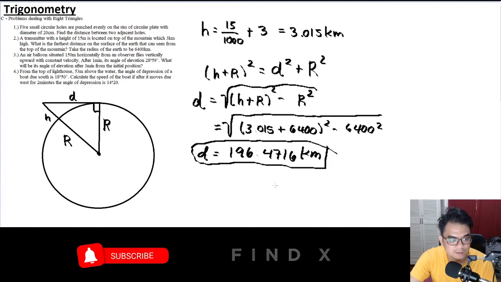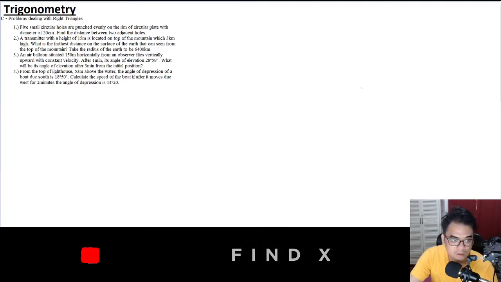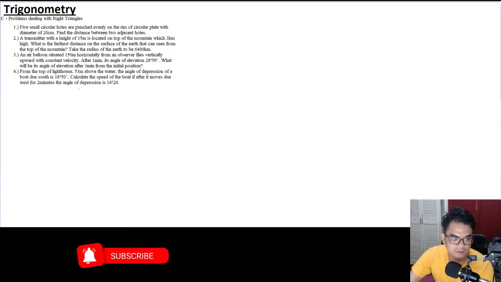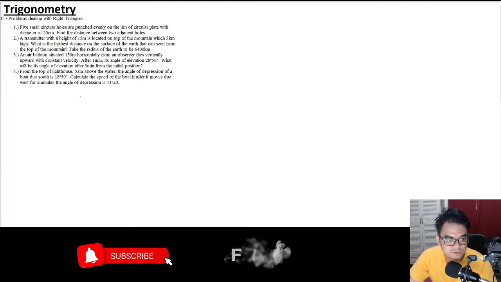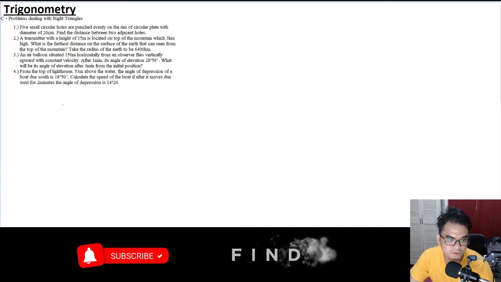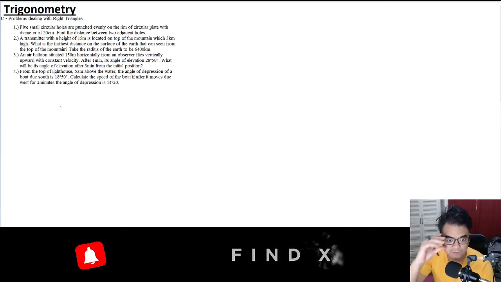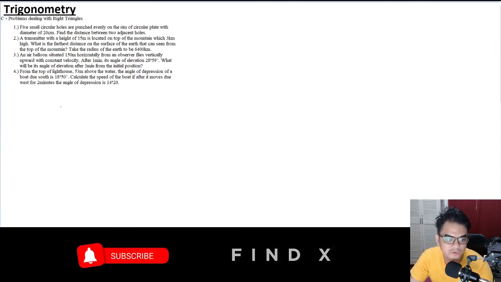Okay, so with that, let's go to the next problem. For number 3, we have an air balloon situated 150 meters horizontally from an observer, flies vertically upward with constant velocity. After 1 minute, its angle of elevation is 28 minutes and 59 seconds. What will be its angle of elevation after 3 minutes from the initial position?